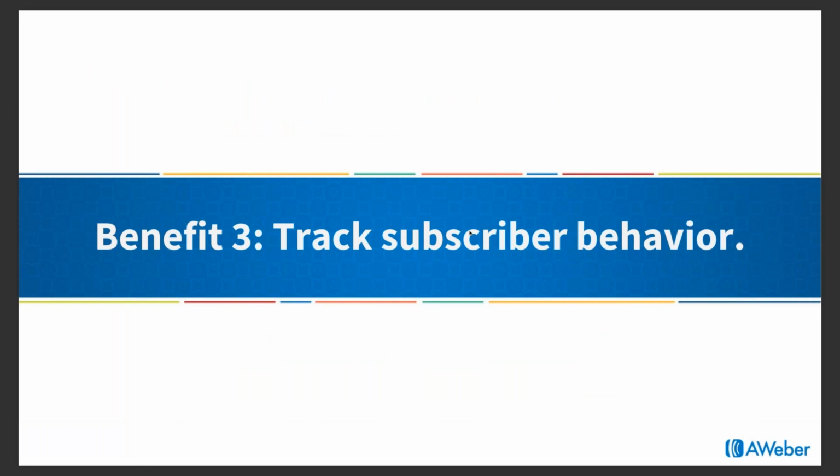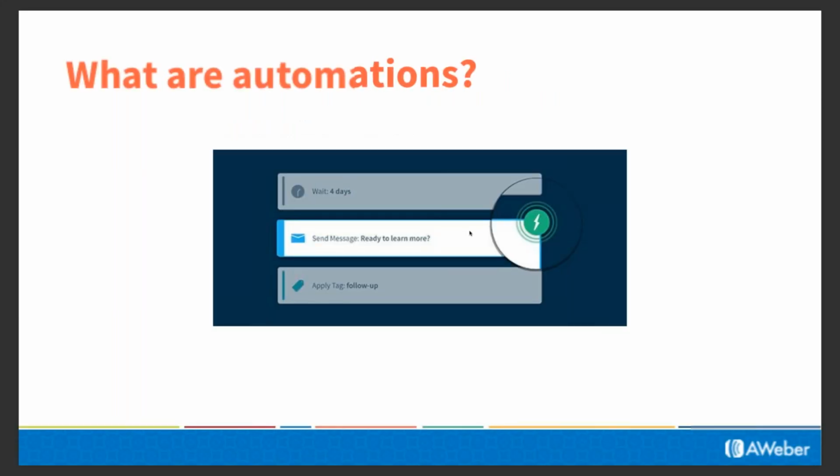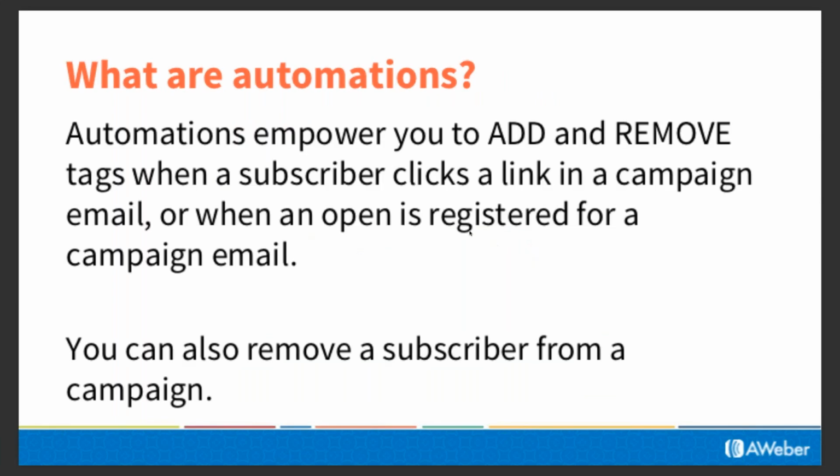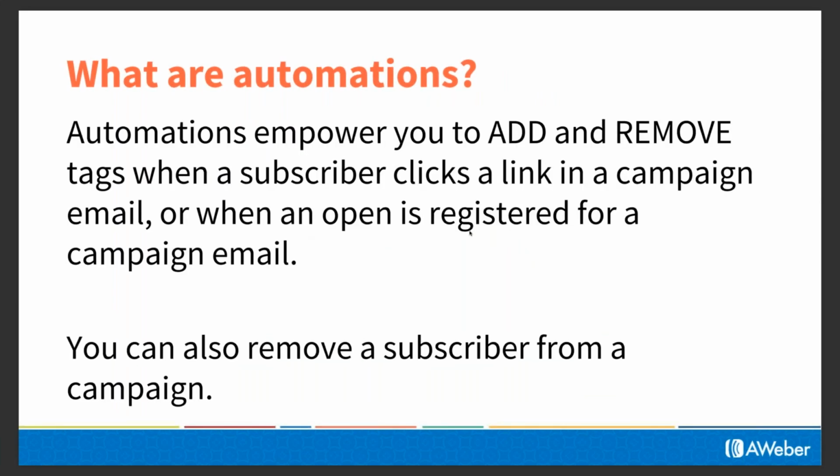So the third benefit of tagging is the ability to track subscriber behavior. I talked briefly about automations, and automations are going to empower you to add and remove tags when a subscriber clicks a link in a campaign email or when an open is registered in a campaign email. And we also brought this to broadcast as well. So when you send a broadcast email, you have the ability to tag a subscriber or remove a tag based on a clicked link, and then also based on opening the email.